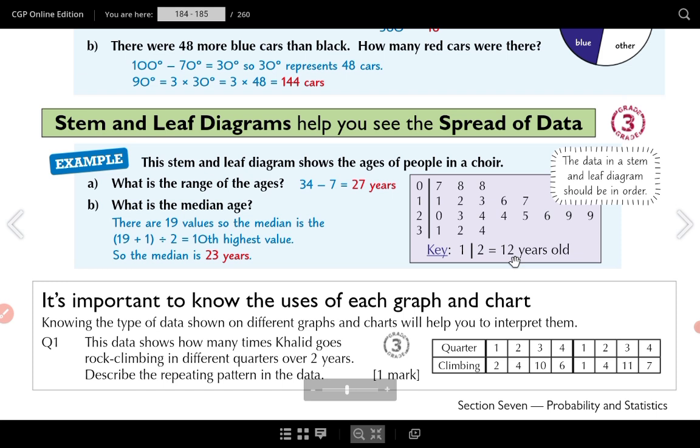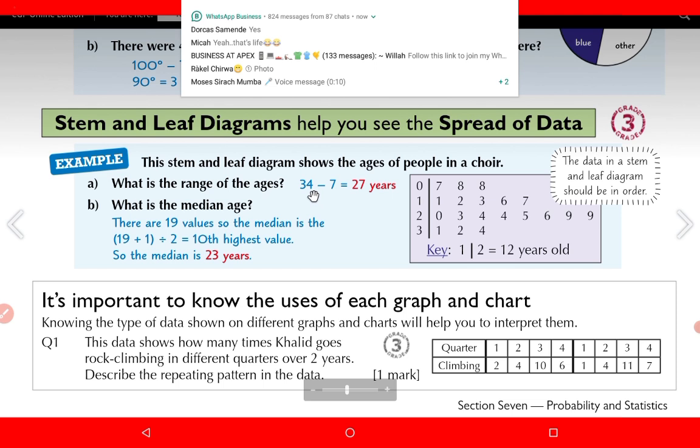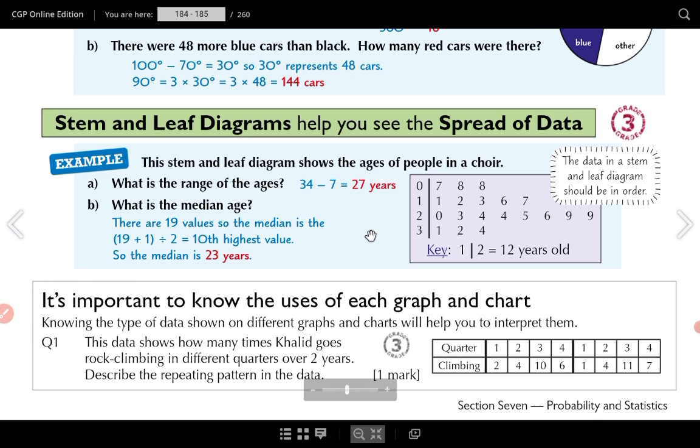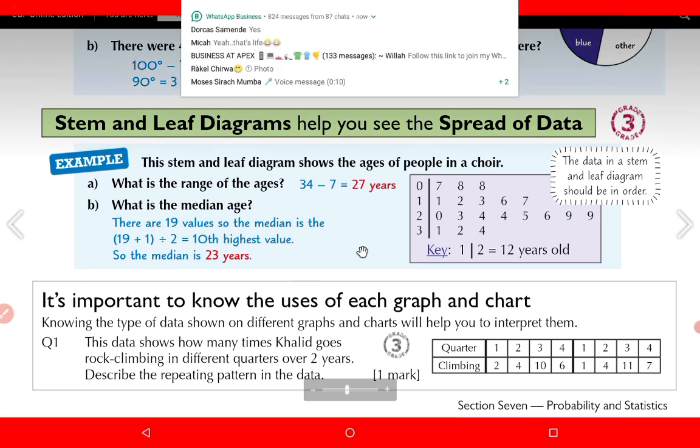So the data in a stem and leaf diagram should be in order, and then here you use the key that you are given. You're told that 2 is equal to 12 years old. So the range is just the distance between the highest and the least value. There are 19 values, so the median uses those formulas that we were using last time. Okay, so without wasting much time here, let's do this.